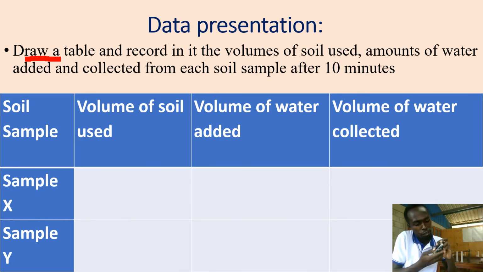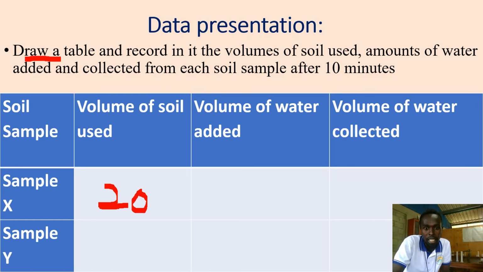After 4 minutes, you're going to realize that you have the volume of water, the volume of soil used. We said we used 20. I'm trying to write 20 here, centimeters cubed. The units are always there. You put 20. The volume of water you added. What did we add? We added 50. It's the one I'm recommending because of the nature of our funnels.